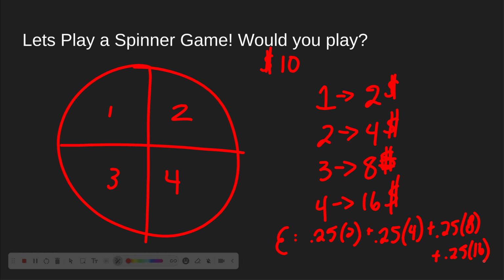Oh, this is so close, isn't it? What's your expected value? 7.5. Is that all it is? 7? Hold on. 50 cents. Oh, yeah. 4 plus 2 plus 1 plus 0.5. $7.50. Your expected value is $7.50. How much does it cost to play? Would you play? No. That's a no.